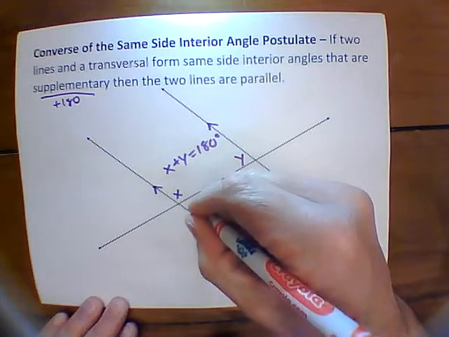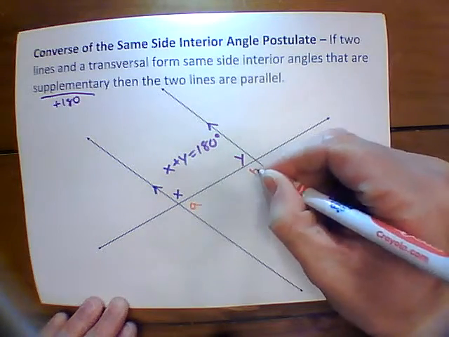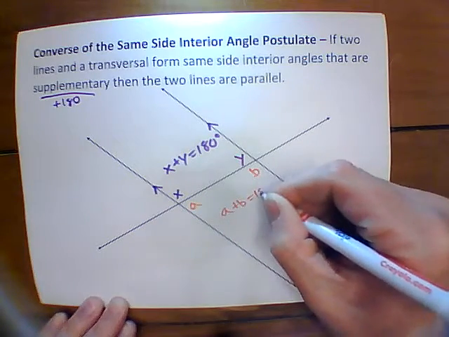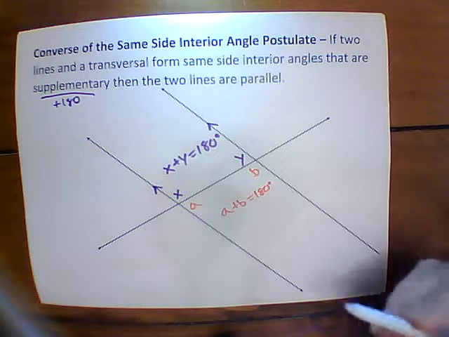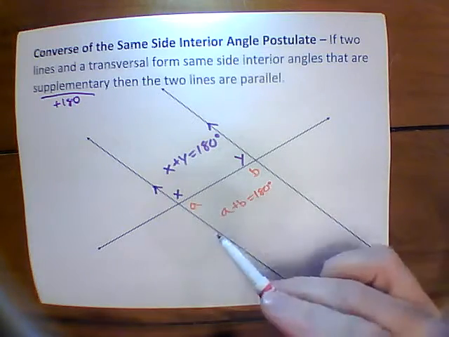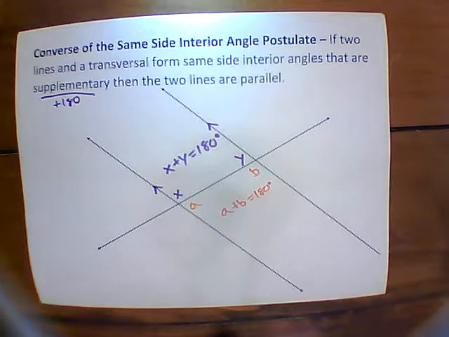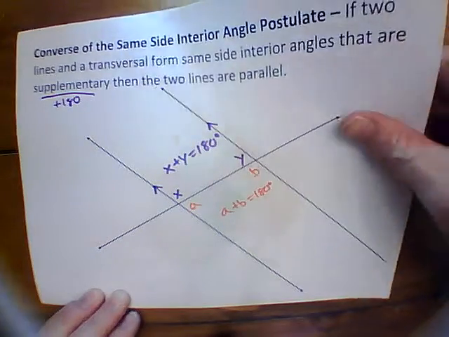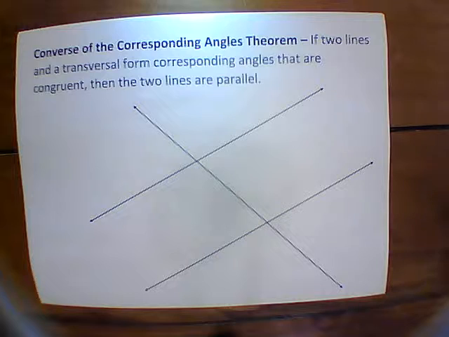So we'll switch over to this one, A and B. Then if A plus B equals 180, then I will have also shown A and B are supplementary, thus proving those two lines are parallel. So that's the converse of the same side interior angle postulate.